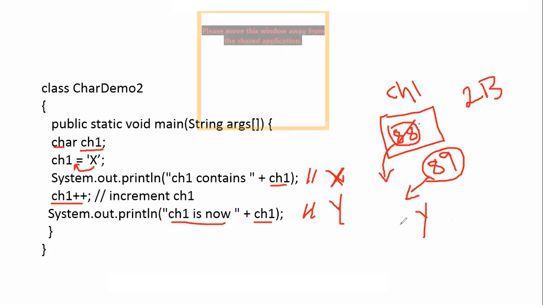I hope you understood this. You see that we can perform arithmetic operations on characters. Why can we perform arithmetic operations on characters? Because internally a character is stored as an integer value. This integer value we are going to call a Unicode value.